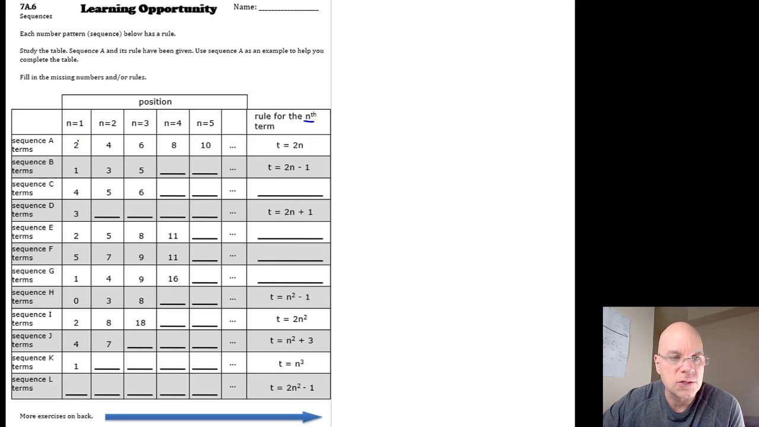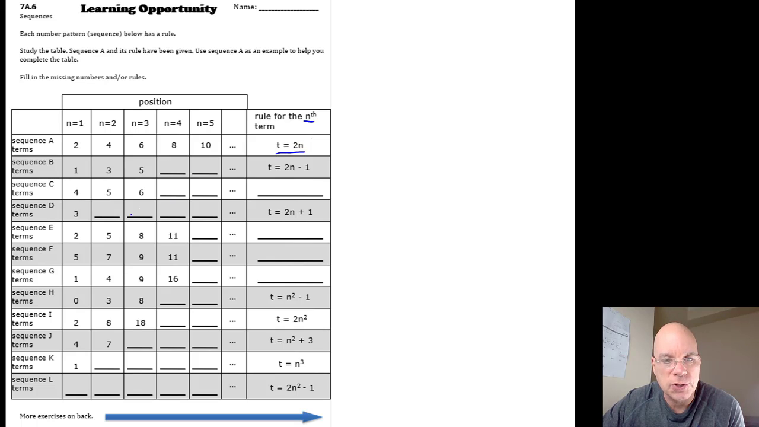For example, when n is 1, the first position in this sequence would be 2. 2 times 1 is 2. When n is 2, 2 times 2 is 4. So the rule is on the right. The terms are row by row, and each row is a different sequence. And so you're filling in the blanks.